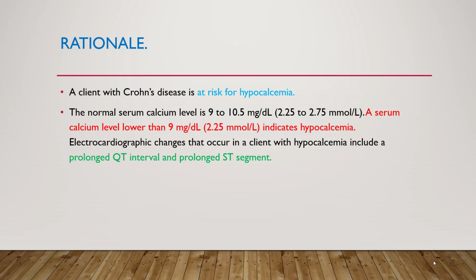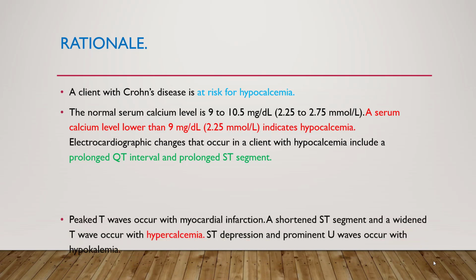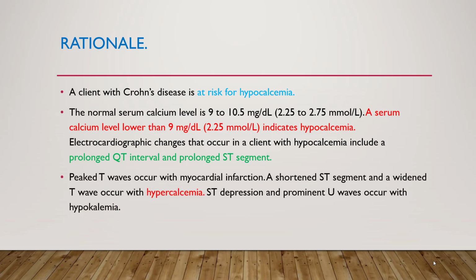Electrocardiographic changes that occur in a client with hypocalcemia include a prolonged QT interval and prolonged ST segment. Peaked T waves occur with myocardial infarction. A shortened ST segment and a widened T wave occur with hypercalcemia. Finally, ST depression and prominent U waves occur with hypokalemia.